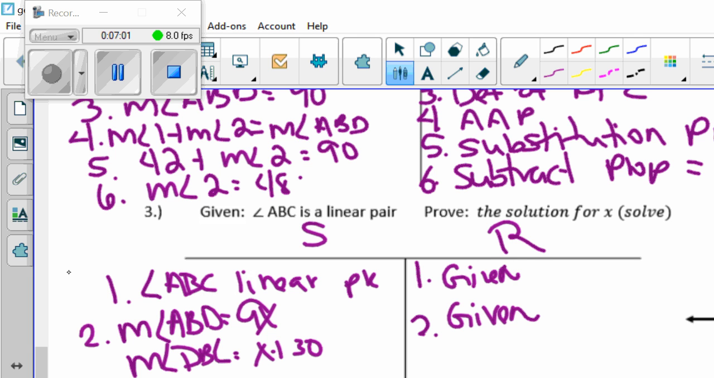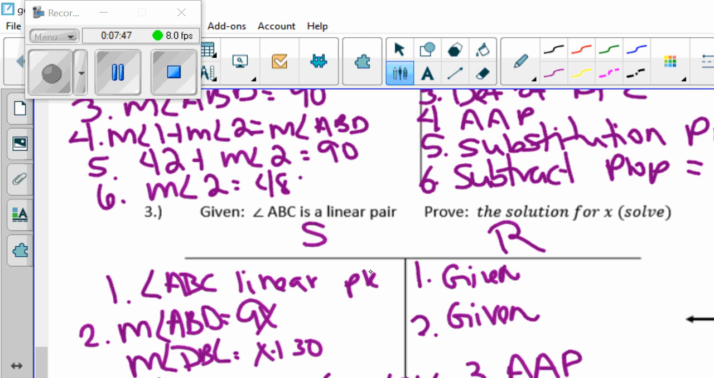Now I need to talk about how I can add those two together and it's going to equal the great big one. So I can say that the measure of angle ABD plus the measure of angle DBC equals the measure of angle ABC. Again, that's angle addition postulate. I know that the measure of angle ABD plus the measure of angle DBC is going to equal 180 degrees. How do I know that? Because they told me ABC was a linear pair, and that's my linear pair postulate, so LPP.